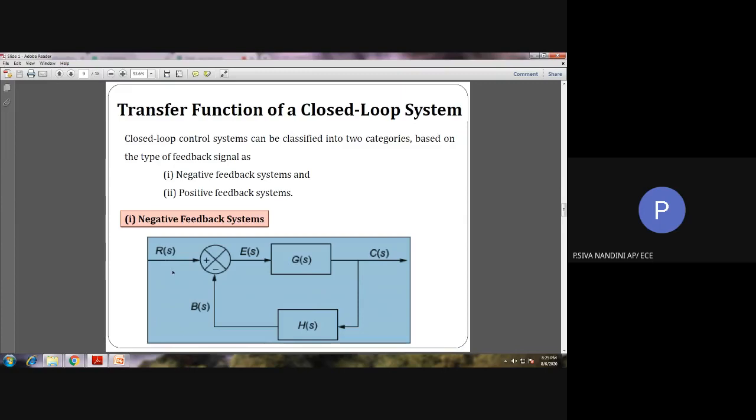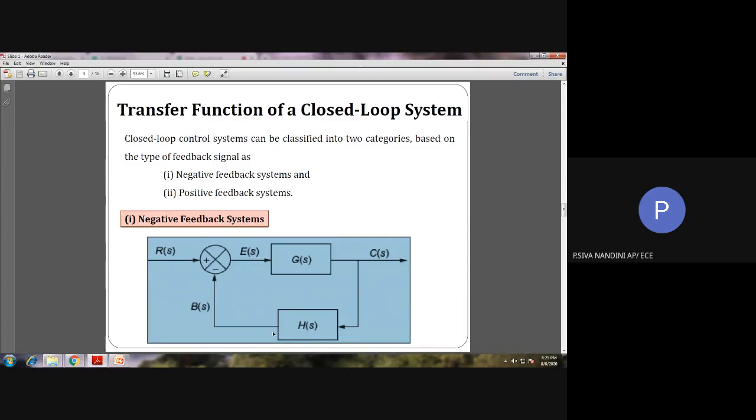See here, the input is R of S. This is given to the summing point. Next to the summing point, we are having a block G of S and the output is C of S. The C of S is fed back to the input through the transfer function H of S to this summing point. So in this negative feedback system we are having a block in the forward path and another block in the feedback path. G of S is available in the forward path and H of S is available in the feedback path.